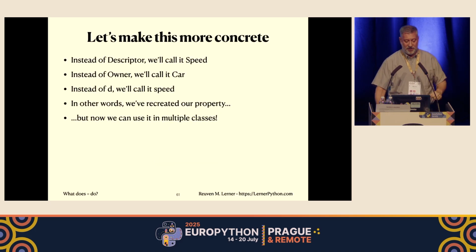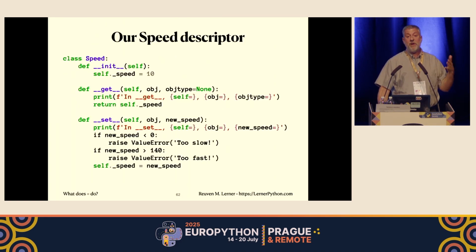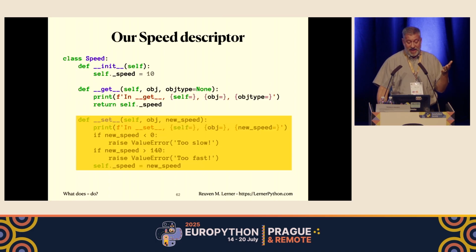Let's make this a little more concrete. So instead of descriptor, we'll call it speed. And instead of owner, we'll call it car. Instead of d, we'll call it speed, lowercase. We just recreated our property, but now we can use it in multiple classes. I won't need to say @property again and again and again. So now my speed descriptor looks like this. And it's going to do the same thing as we had before, but in rawer, lower level terms. So my dunder set here is going to get whoever the object was and the new speed, and we're going to check it and raise an exception if we need.